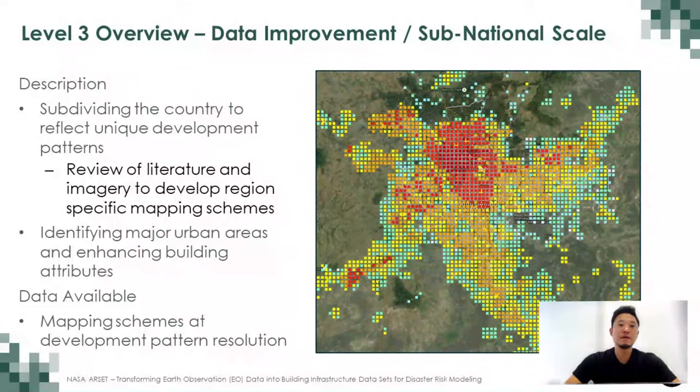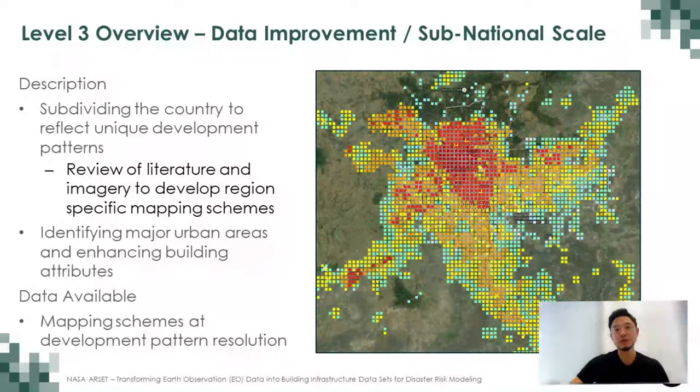So now we have the level 3 exposure data. This is a data improvement, pretty much sub-national scale. What we're doing here is we're looking at those different development patterns, which we have talked about previously. And what these development patterns do is they take into account region and country specific mapping schemes. So we look at any literature review, we view the satellite imagery, we do ground imagery just to get a sense of the built up environment.